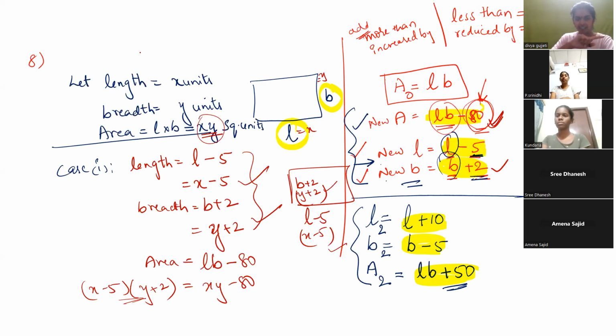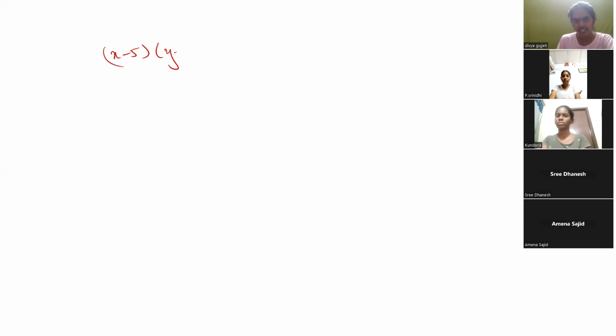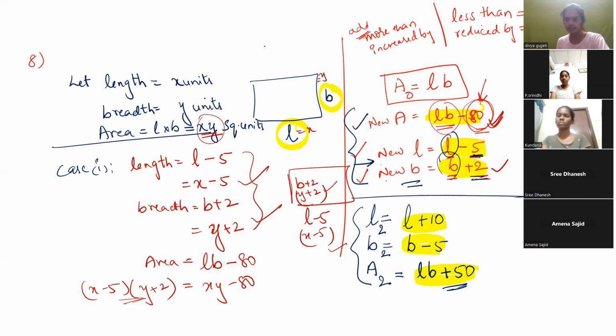So now you see better. I'm just rewriting the last step. Okay, last step is X minus 5 into Y plus 2. This is length into breadth is equal to original area minus 80. Okay, the last step only I wrote again.